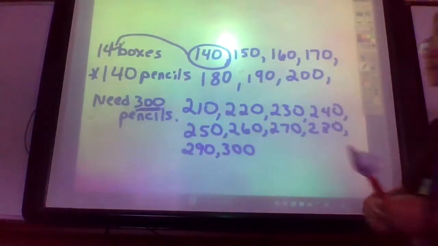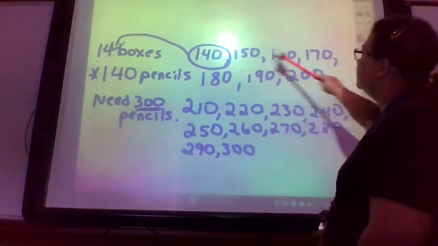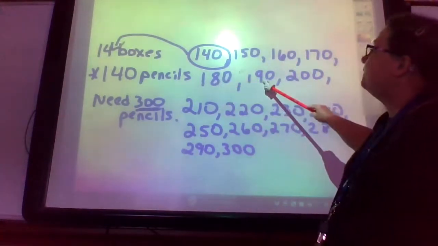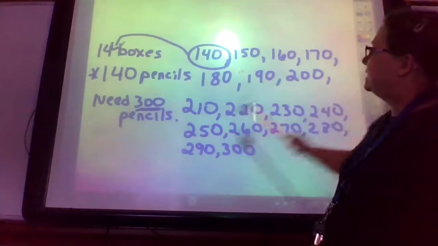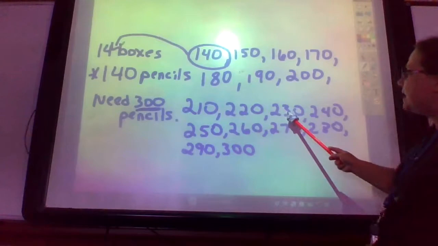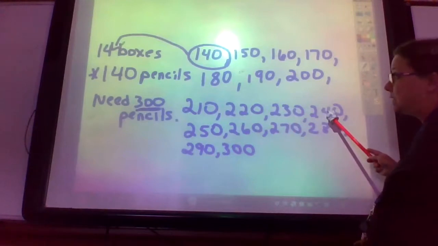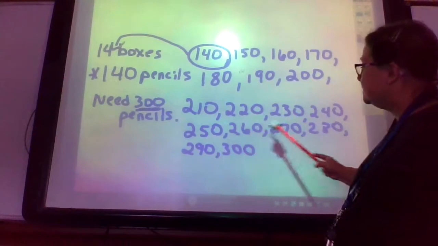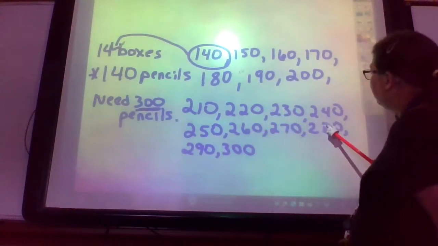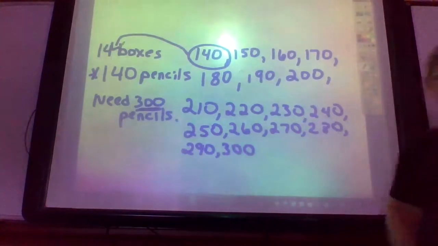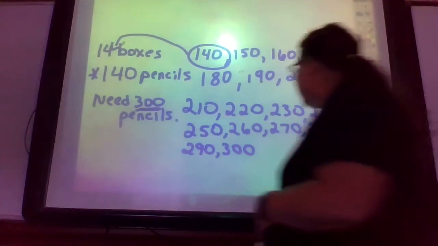Okay? So one box, two boxes, three boxes, four boxes, five boxes, six boxes, seven boxes, eight boxes, nine boxes, 10 boxes, 11 boxes, 12 boxes, 13 boxes, 14 boxes, 15 boxes, 16 boxes. So the principal needs 16 boxes.